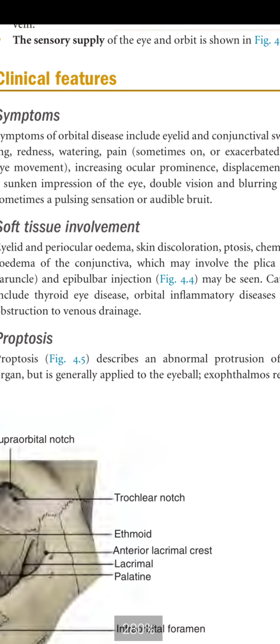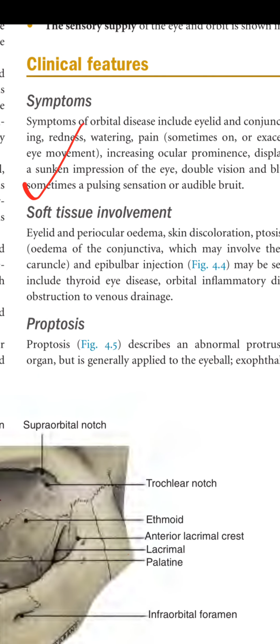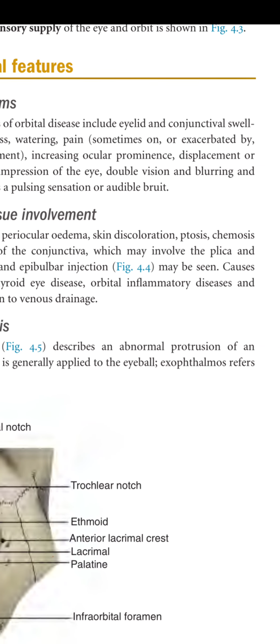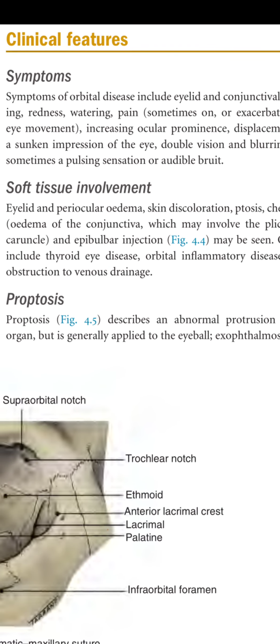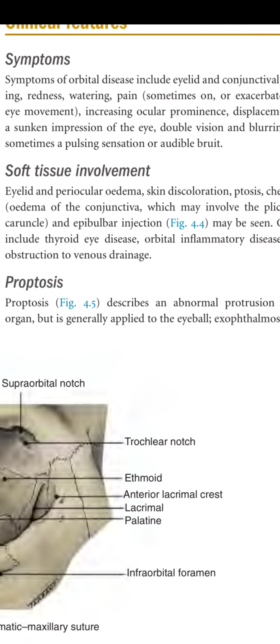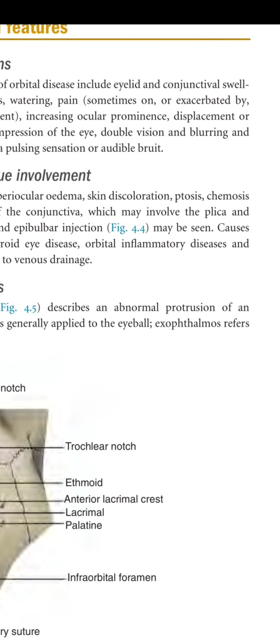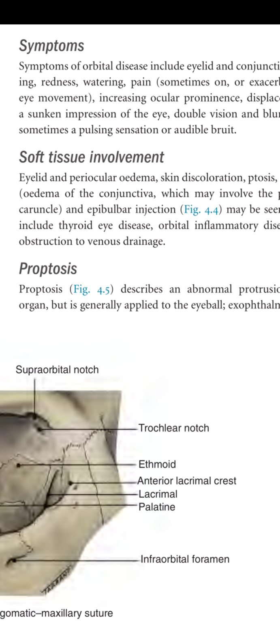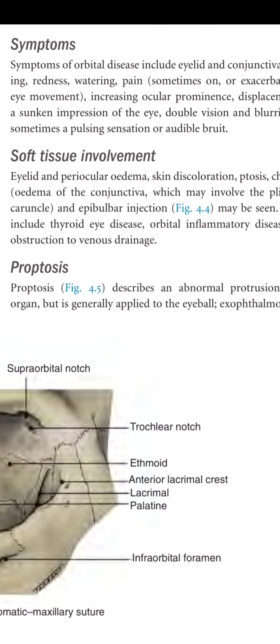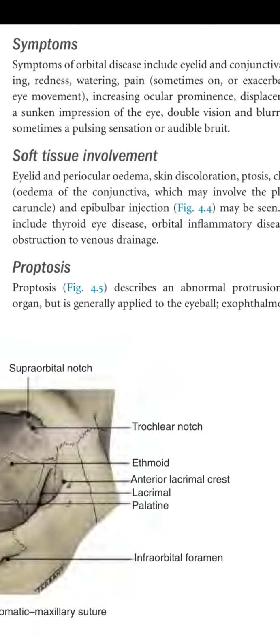What happens if there is soft tissue involvement? Eyelid and periocular edema, skin discoloration, ptosis, chemosis, and edema of the conjunctiva, which may involve the plica and the caruncle, and epibulbar injection may be seen. Causes include thyroid eye disease, orbital inflammatory disease, and obstruction to the venous drainage. So whenever there is soft tissue involvement, there will be swelling of the eye, there will be edema, and there can be chemosis as well.